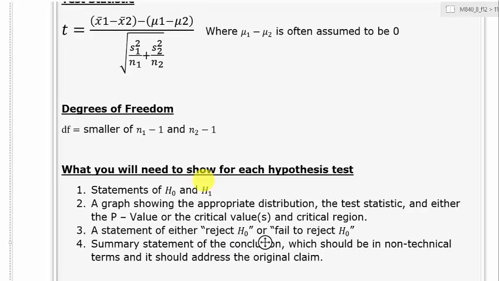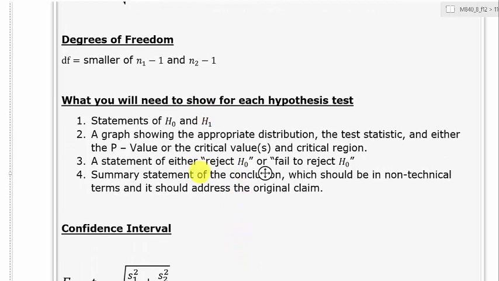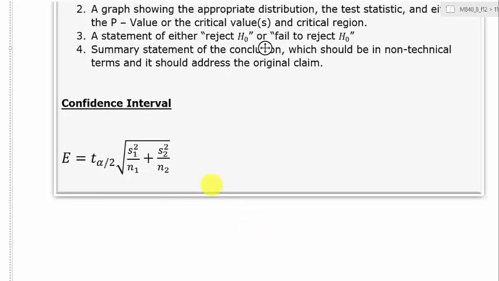What you will need to perform a hypothesis test is the same as we've always done: a statement of the null and the alternative hypothesis, a graph, the statement of reject or fail to reject the null, and then the conclusion statement. We'll also be looking at how to find a confidence interval for this. The error for this confidence interval is t sub alpha over 2 times the square root of s sub 1 squared over n1 plus s sub 2 squared over n2.